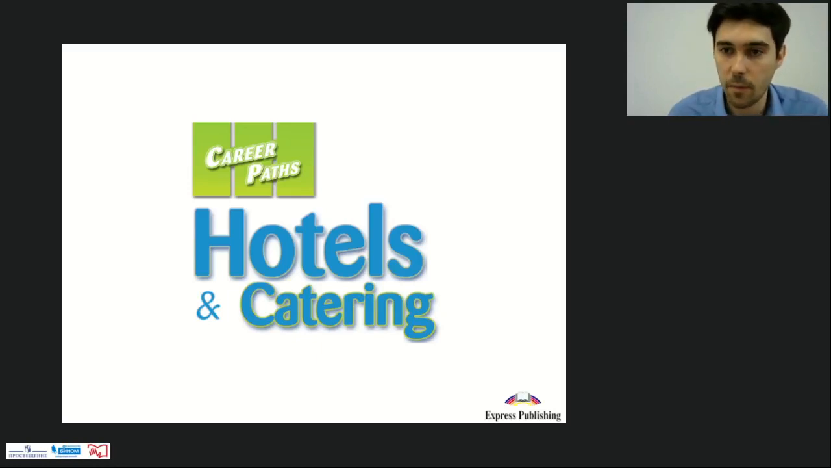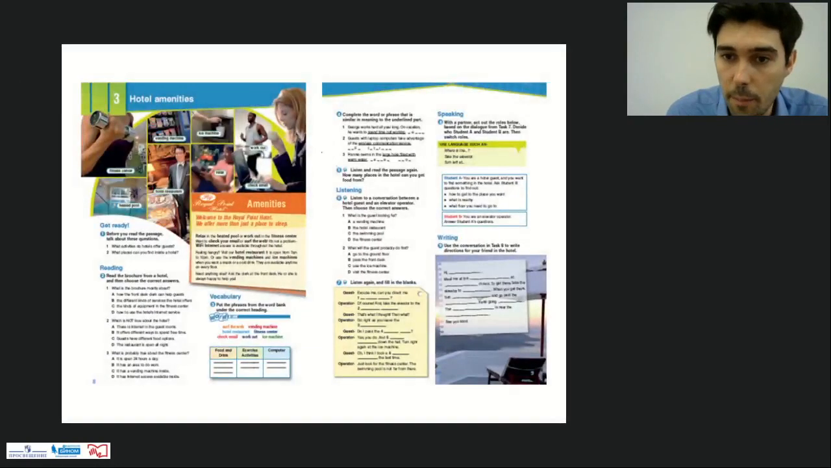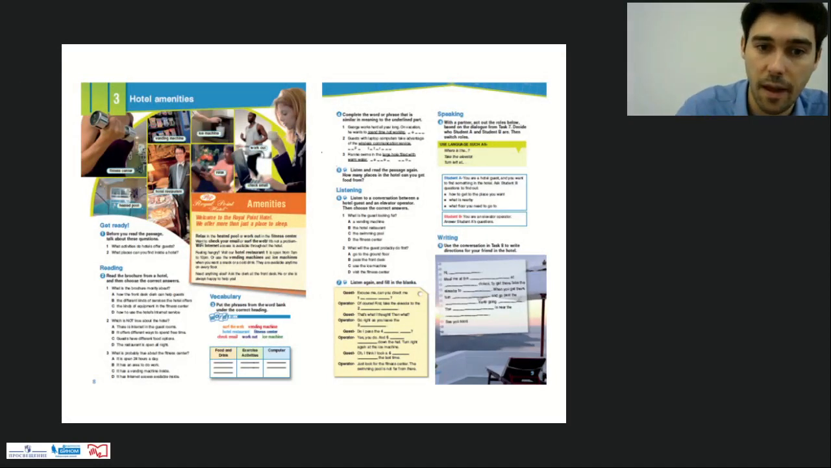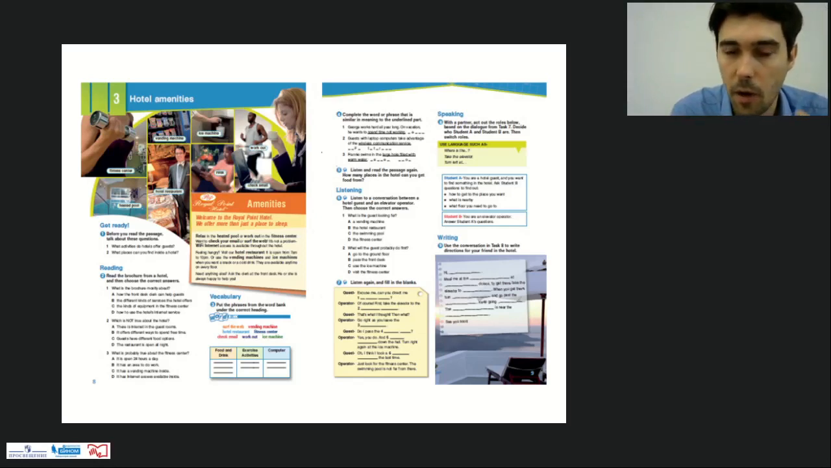So as we can see here, we have our lesson. In Career Paths, each lesson is divided into a double-page spread, and each lesson has an overriding topic that sets the vocabulary and the skills for the lesson. So we can see here our overall topic of the lesson. We're talking about hotel amenities. So we're talking about the different facilities, the different activities that the guests can do inside a hotel.